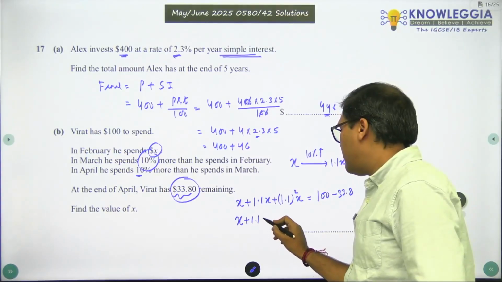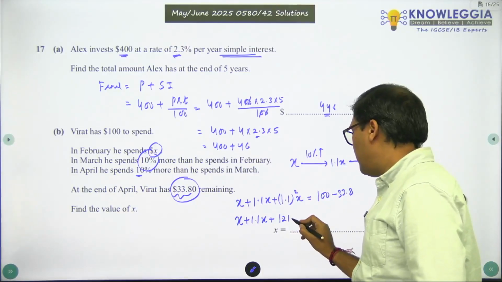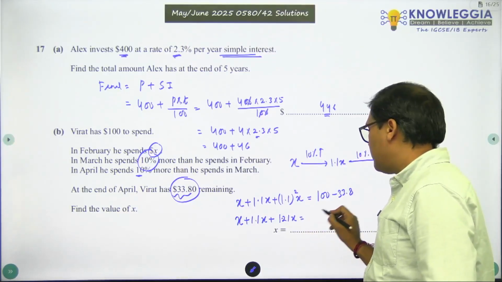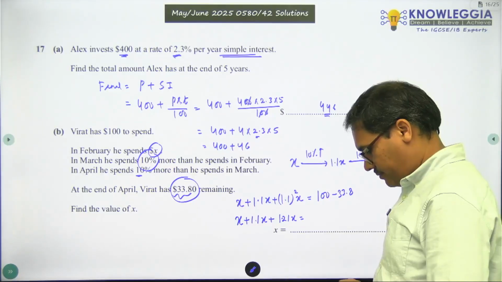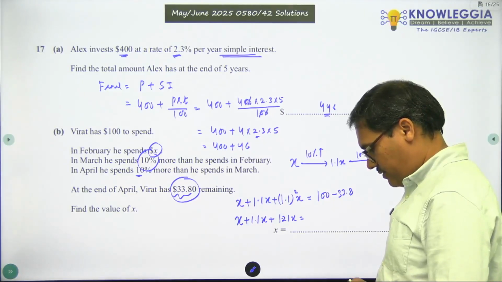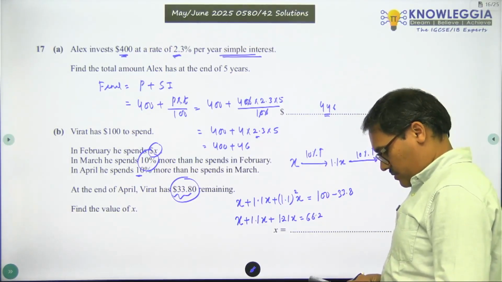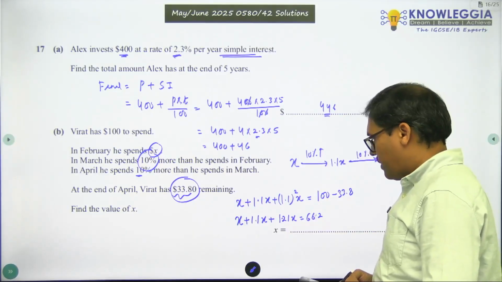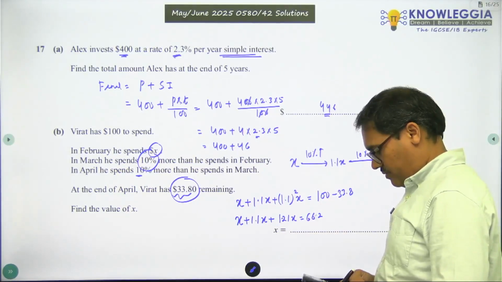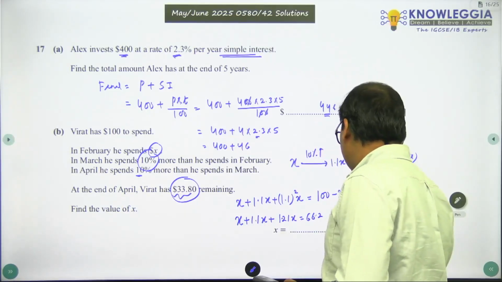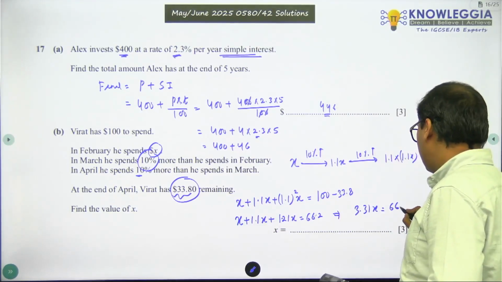Okay. So you can see this is x, 1.1x, and what is this? This is 1.21x, equal to this, which is, I'll just check the calculations, 100 minus 33.8, which is 66.2. Okay, and this is 1.21 plus 1.1 plus 1. This is 3.31x. So this is giving you 3.31x. We'll add this. This is equal to 66.2.